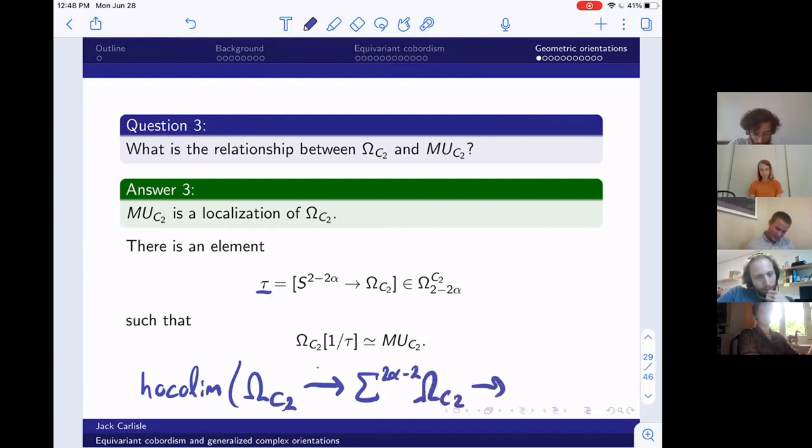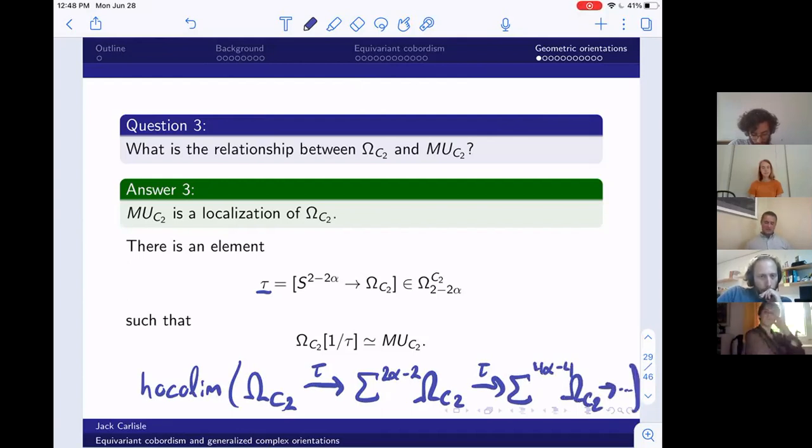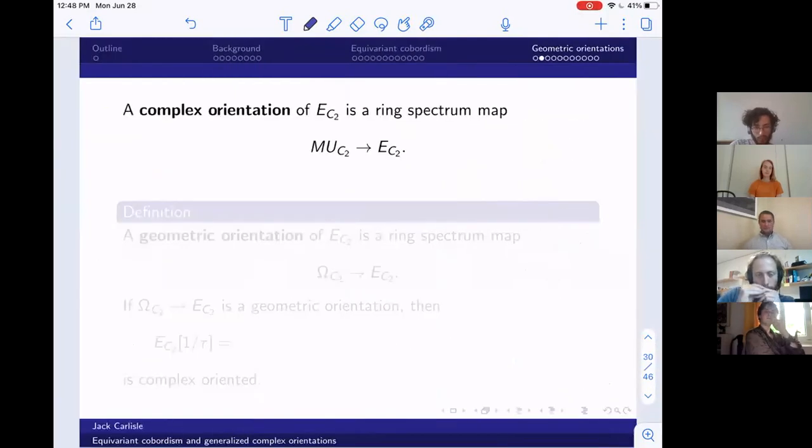I can multiply by tau again to get to this guy, etc. And it turns out that if I take the homotopy colimit, I get exactly the spectrum MUC2. And so it's this observation that will motivate the rest of the math we'll see over the next couple of minutes. So what I want to talk about is how this localization observation, the fact that omega C2 localized at tau yields MUC2, relates to the theory of complex orientations.